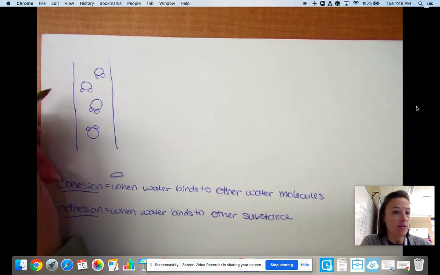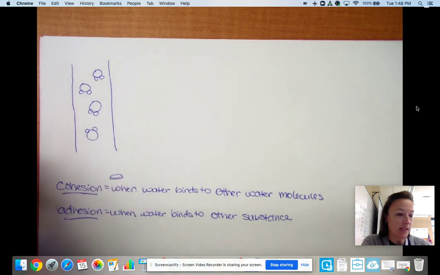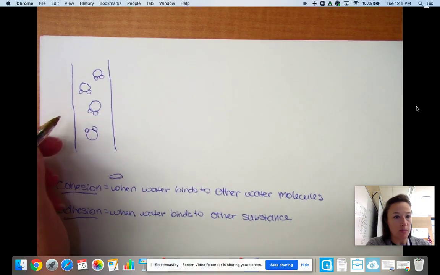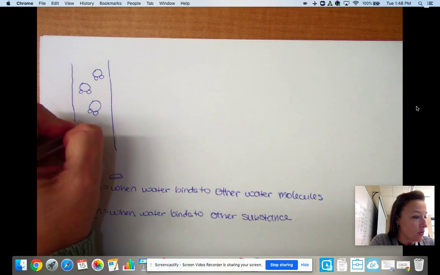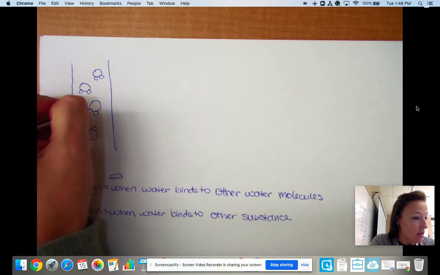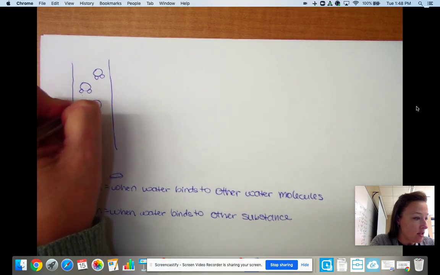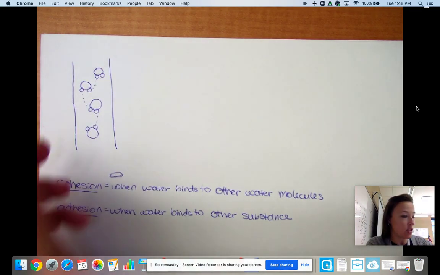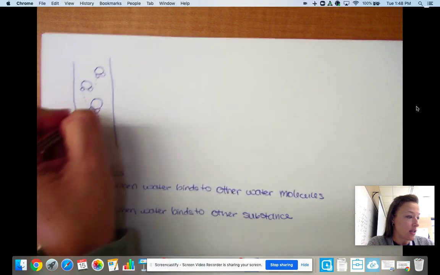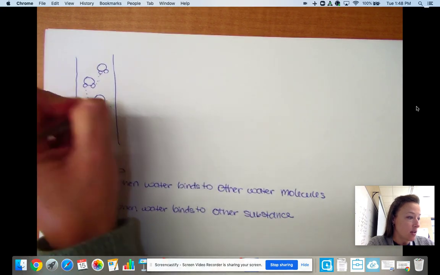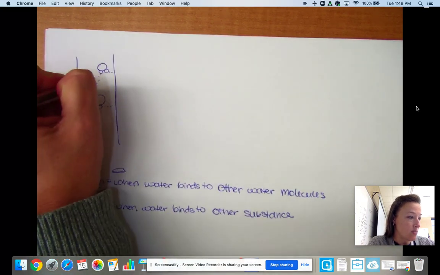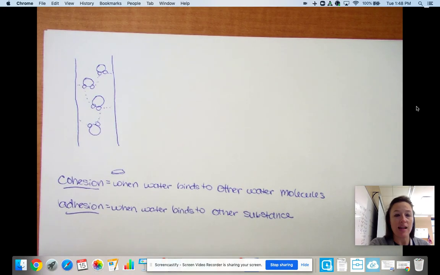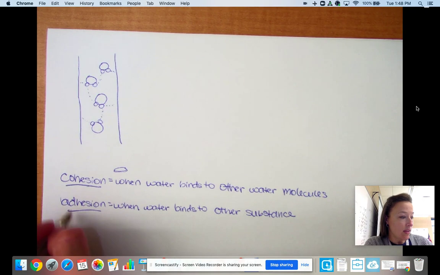So here are some water molecules in a really thin tube. This could be xylem in a plant cell, or it could be a capillary tube or whatever. And so you're going to see some hydrogen bonds forming between those water molecules. And so that's cohesion. You're also going to see some hydrogen bonds forming between the water molecules and the sides of the tube. That's adhesion. And these two together give you surface tension.